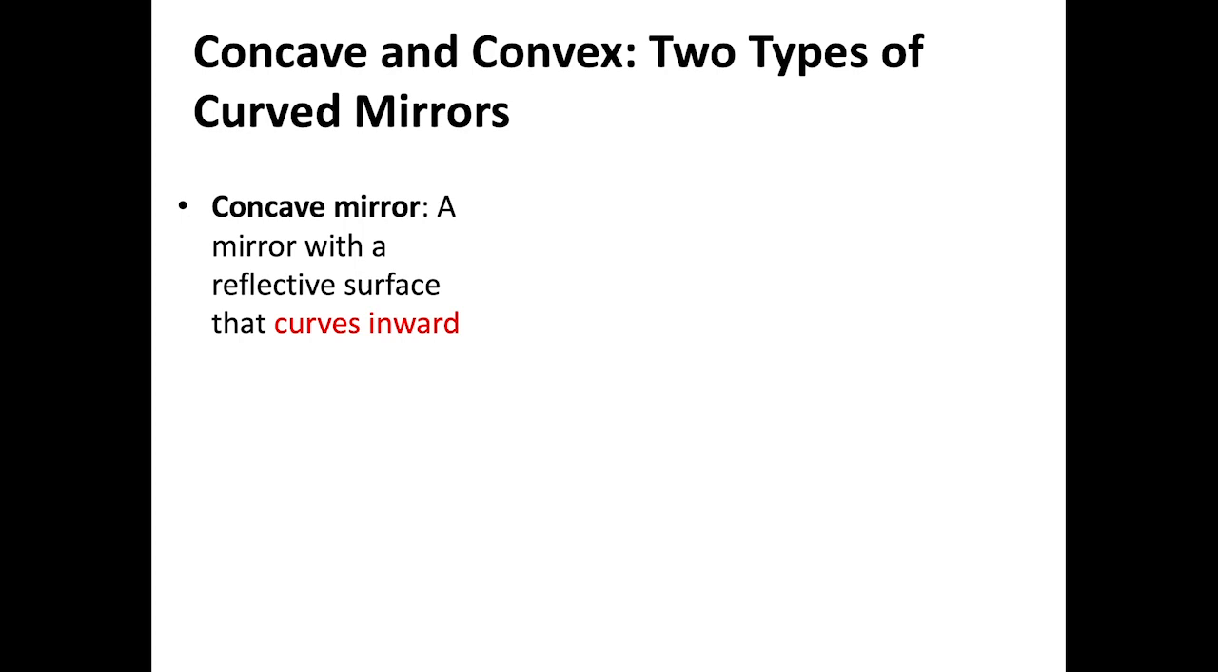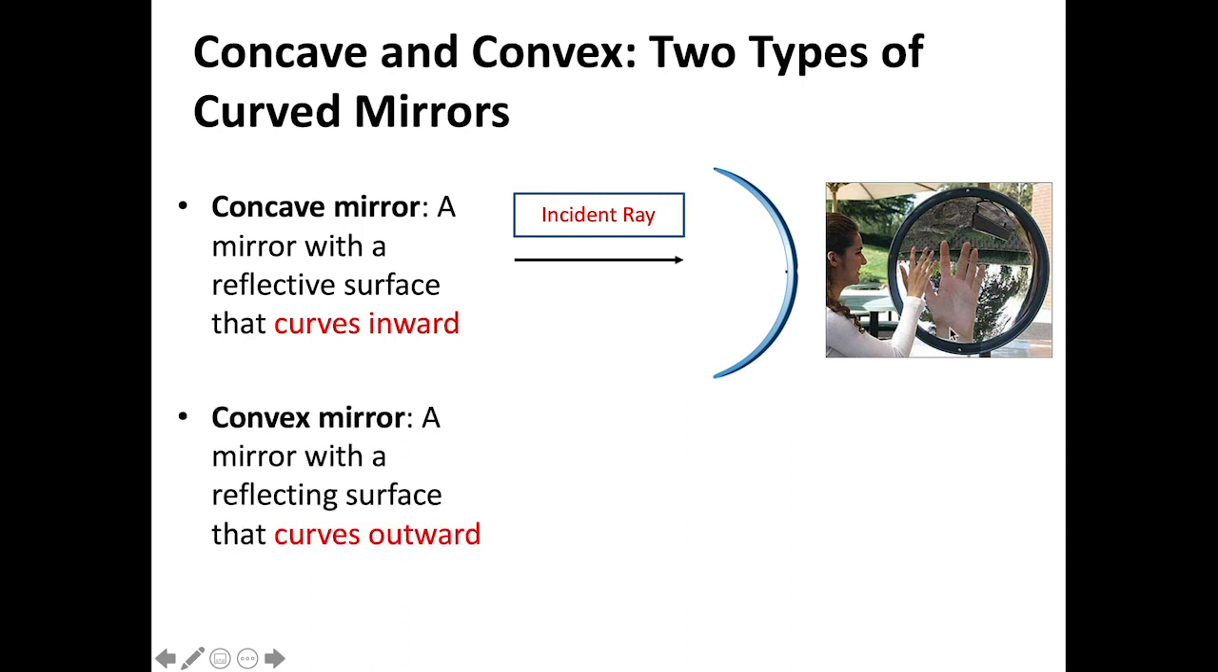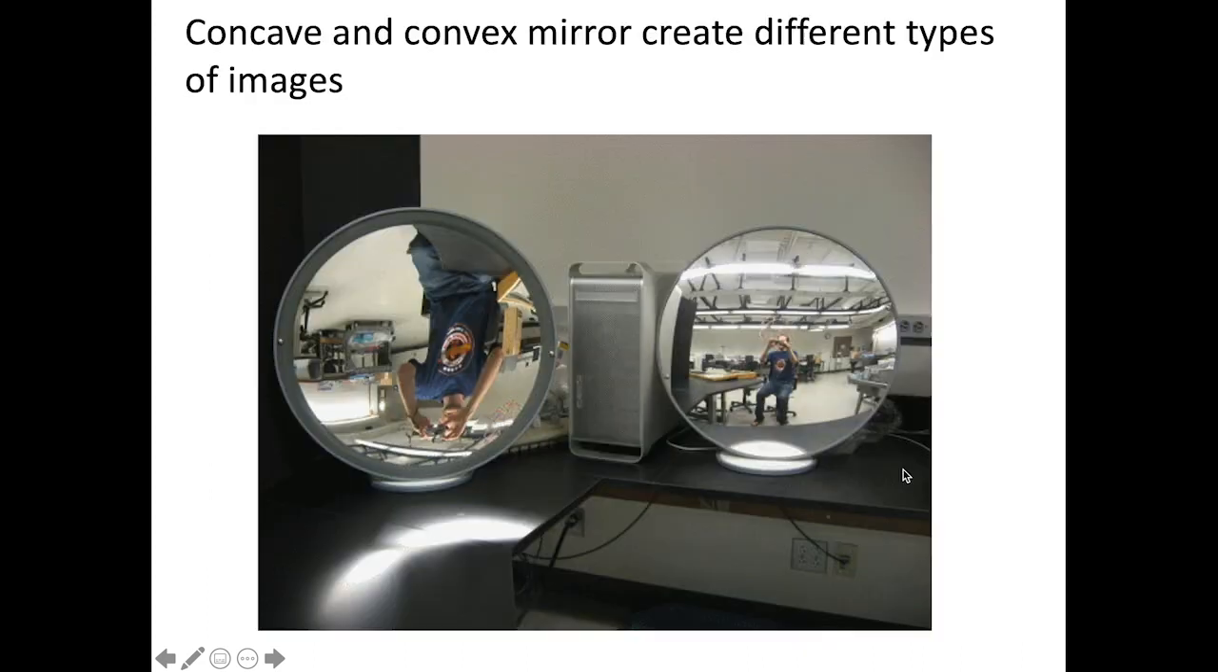Concave and convex mirrors are a little bit more complicated. There are 2 types of curved mirrors. Concave, as I mentioned before, curves inward, like a dome that you could crawl into. Light's coming in this way, so that's our incident ray, the light coming in. It's going to create a different type of effect. A convex mirror is a mirror with a reflective surface that curves outwards. So it's curving like this, a little bit like the letter C. Light's coming in from that way, and it's also going to create a very different effect than this type of mirror. So concave and convex mirrors create very different types of images.